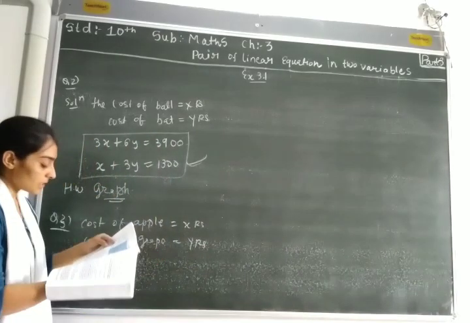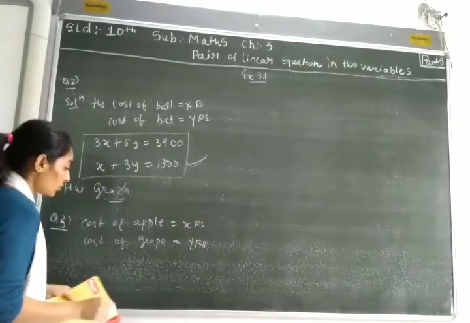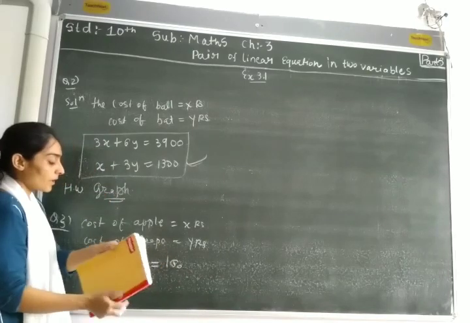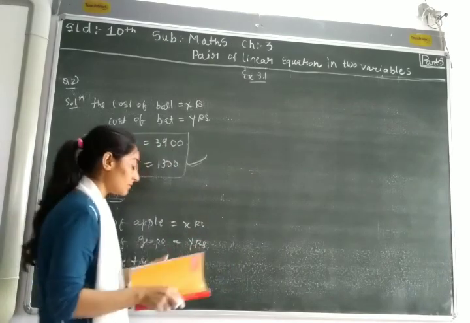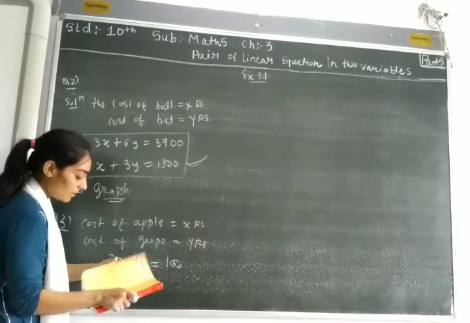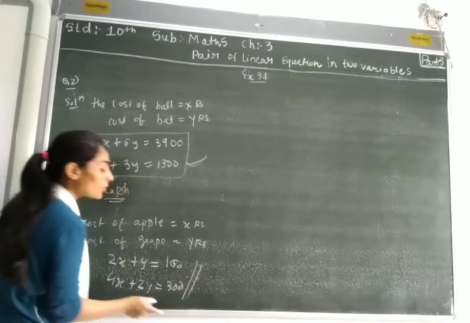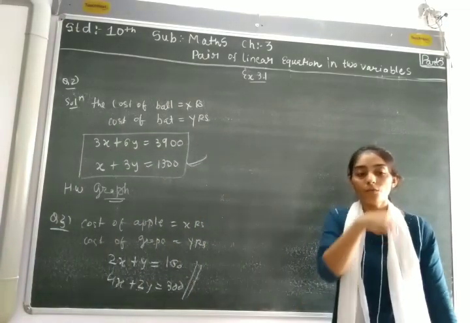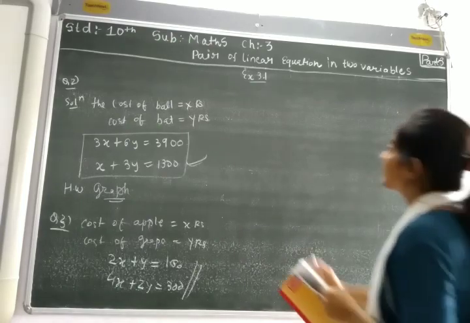The question says 2 kg of apples and 1 kg of grapes, so 2x plus y equals 160. After a month, 4 kg apples and 2 kg grapes, so 4x plus 2y equals 300. Now you also have to draw a graph of these two equations. That is in your homework. Now let's move to the next topic.